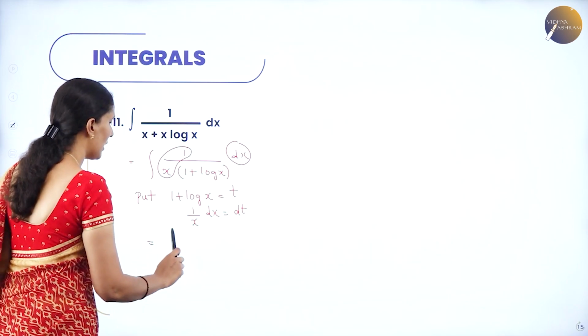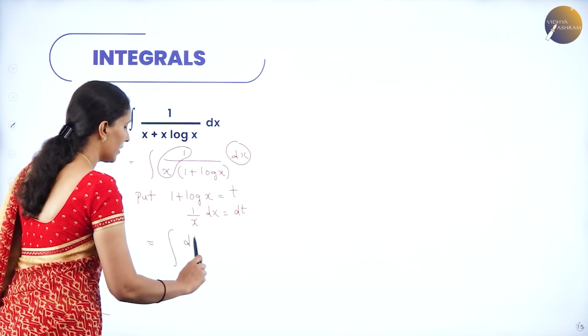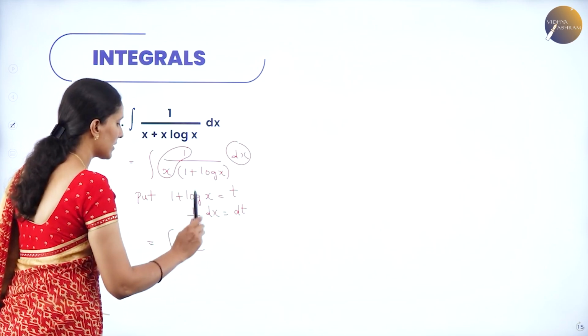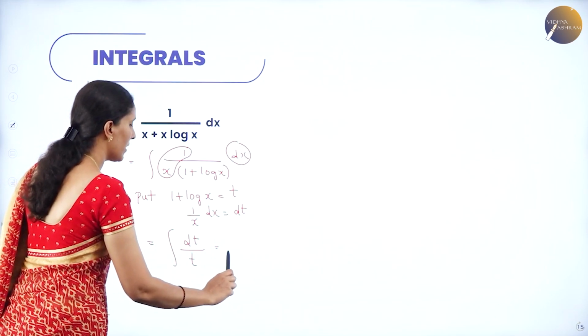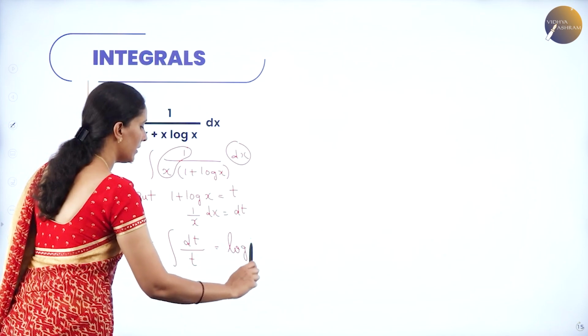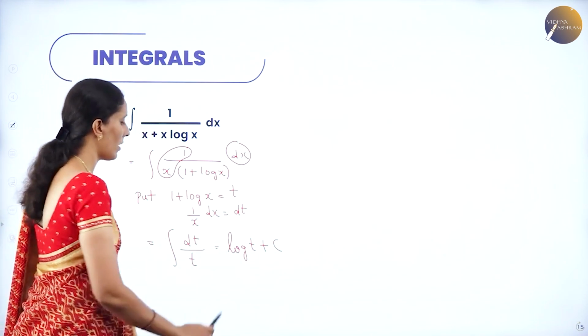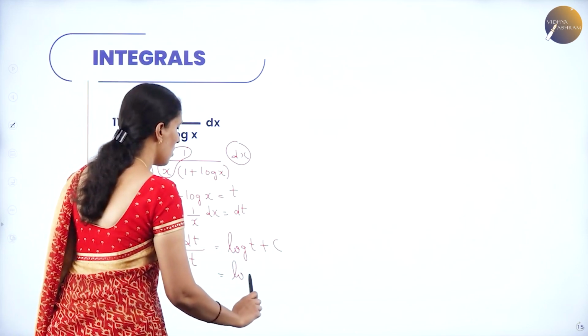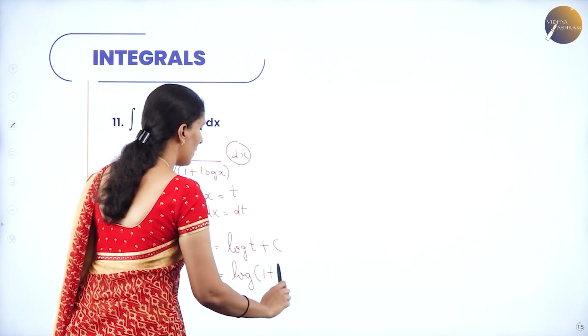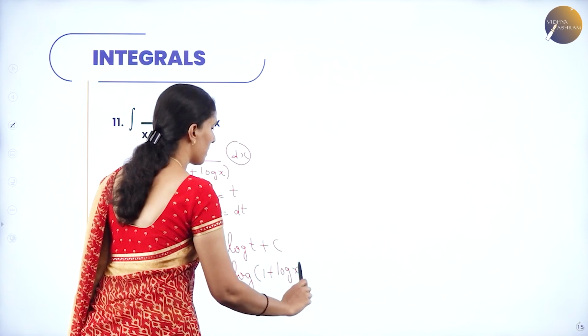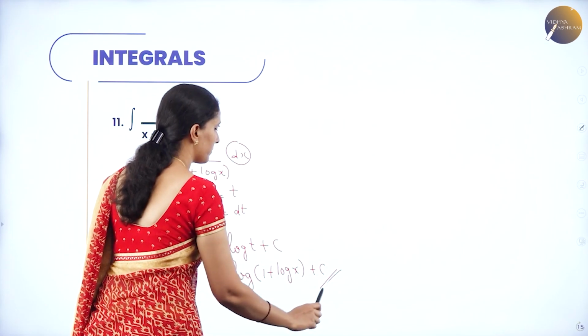So therefore I'll get here dt divided by 1 plus log x, which I have taken as t. So this becomes log t plus c. But what is t I have taken? 1 plus log x. So therefore this is log of 1 plus log x plus c.